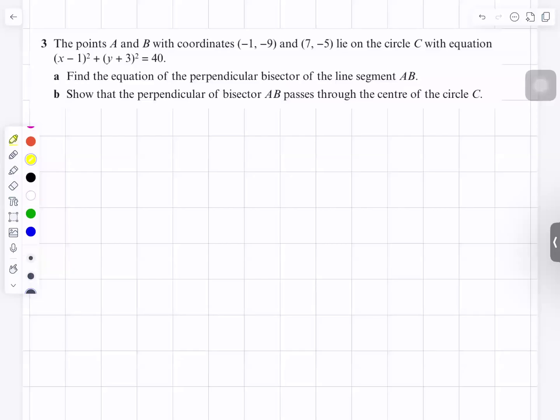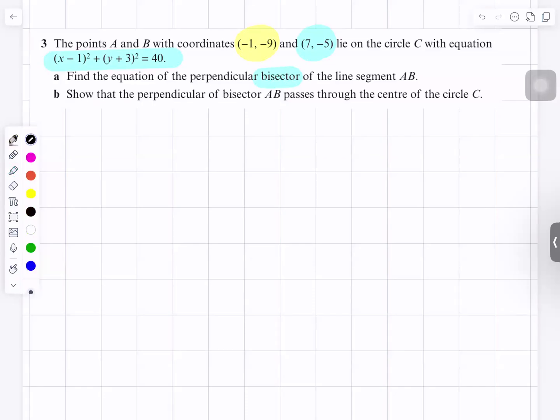Okay, for this question, it says the points A, B with coordinates (1, -9), (-1, -9), (7, -5) lie on the circle with equation. Find the equation of the perpendicular bisector of the line segment AB.